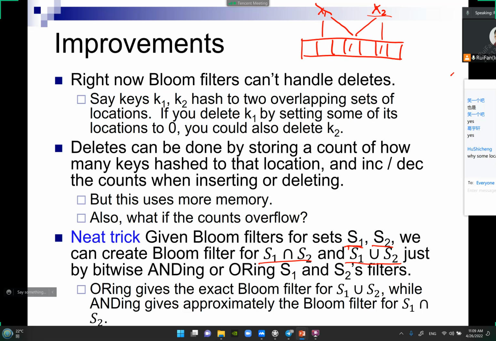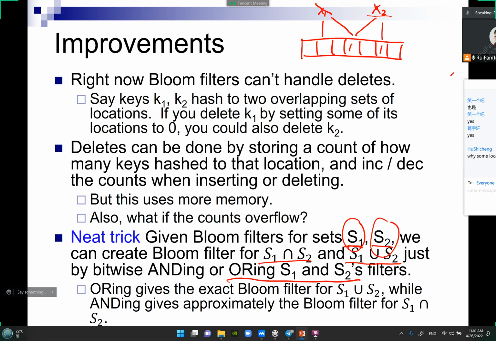For example, if you want to create a Bloom filter for S1 union S2, all you need to do is, S1's Bloom filter is a bit array, and likewise, S2 is represented by a bit array. So you can just take these bit arrays and OR them together. That is going to be equal to the Bloom filter for S1 union S2. You can think about that, and you're going to see that this works correctly. So in order to create the Bloom filter for S1 union S2, you just OR together these two Bloom filters, which is a very fast operation.